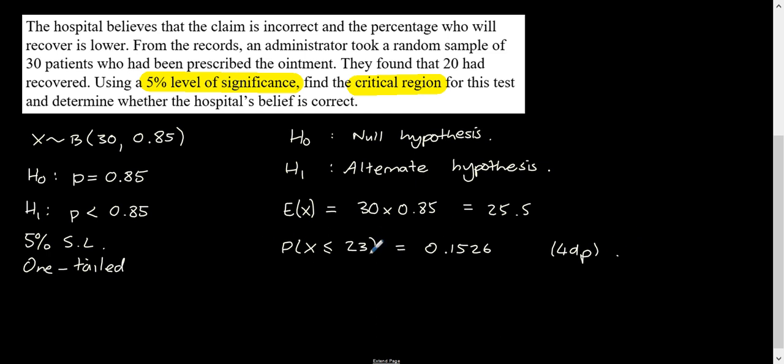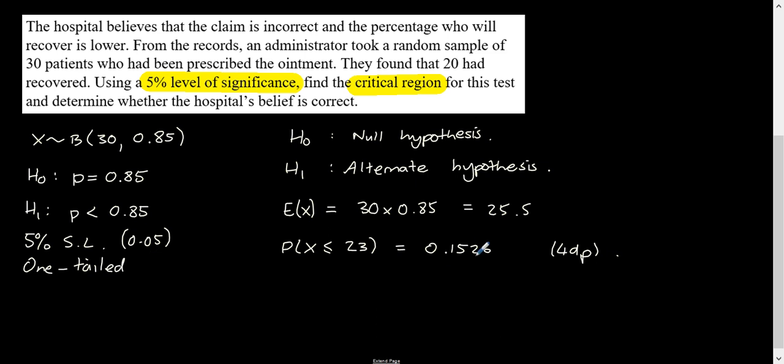So the probability of there being less than or equal to 23 patients out of the 30 who have recovered is 0.1526. Okay, so there's a 15.3% chance that less than or equal to 23 out of 30 would recover, which is quite small. Now, what we are looking for is actually a value that's less than 0.05.